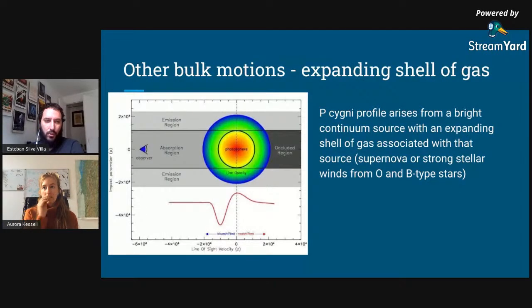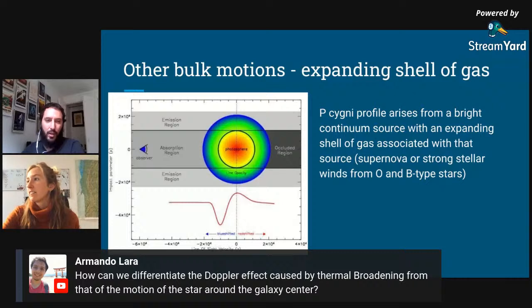Hi, Aurora. Sorry to interrupt. You have a question here. Okay. How can we differentiate the Doppler effect caused by thermal broadening from that of the motion of the star around the galaxy center?